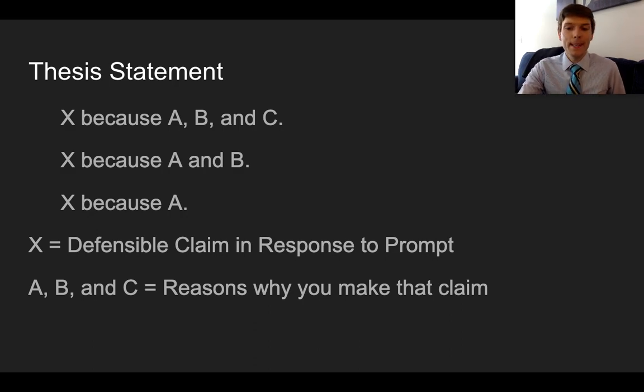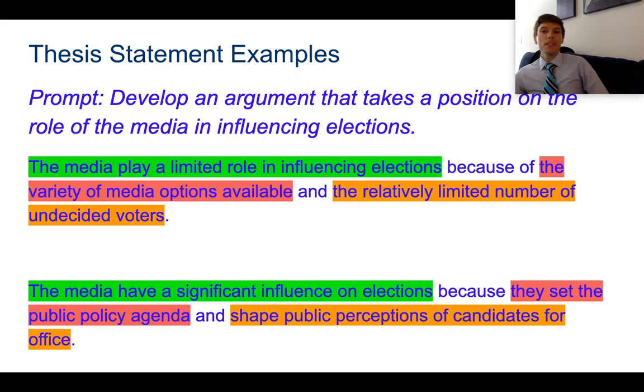So let's take a look at some examples of how that looks, okay? Let's say I was given a prompt, develop an argument that takes a position on the role of the media in influencing elections. So I have to take a position, I have to make a defensible claim, and my topic is the role of the media in influencing elections. Okay, so that's going to come into our Unit 4 and 5 topics there. So in green, I have my X, I have my claim. And then I have my justifications, my because highlighted in the pink and in the orange. So I've taken two different positions on this by way of example.